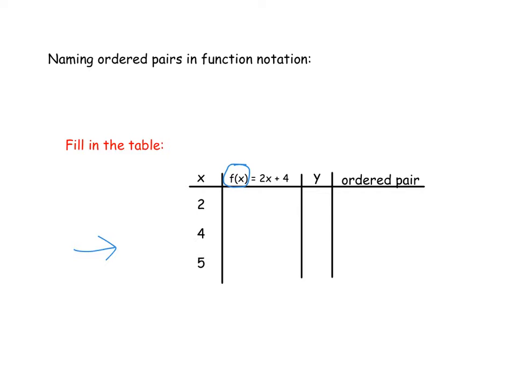So here I can plug in 2. So now the f of 2 equals 2 times 2 is 4 plus 4 is 8. So the ordered pair would be 2, 8. When I plug in 4, or input 4, 2 times 4 plus 4 is 12. So when I input 4, my output was 12.